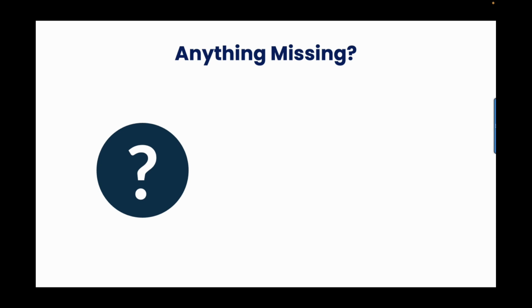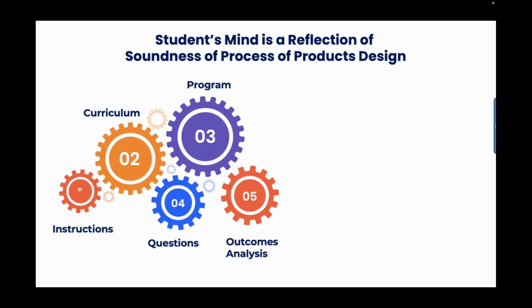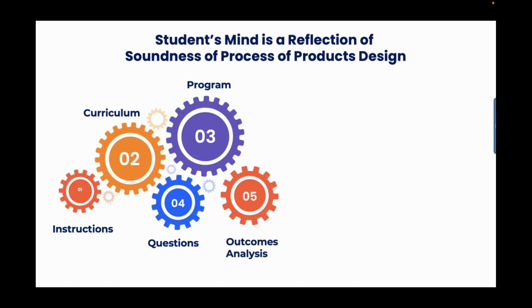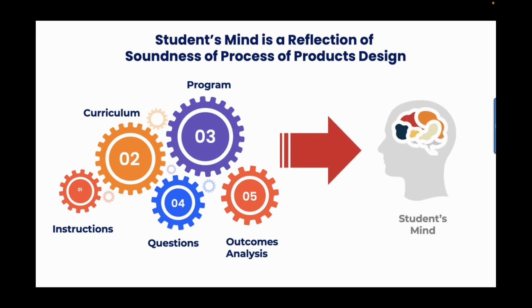Something that you might be thinking is missing is the student themselves. Students could not be called a product, but their mind, shaping their mind, is something that we can talk about. But that itself is again not the product. Even if we talk about the mind of the student, that is not the product itself. It is essentially the reflection of the soundness of all these processes and the products that you produce, to design or create that reflection in the minds of the students.